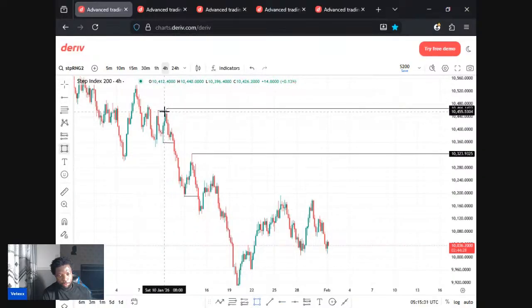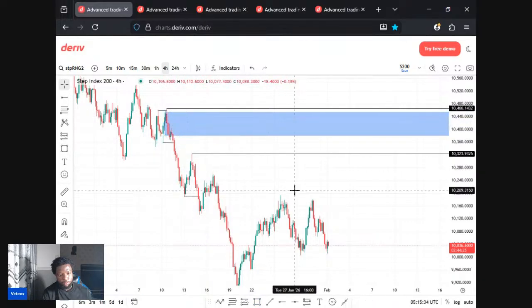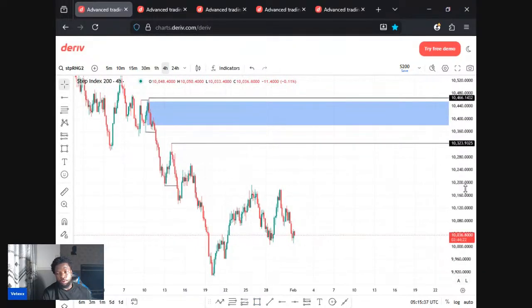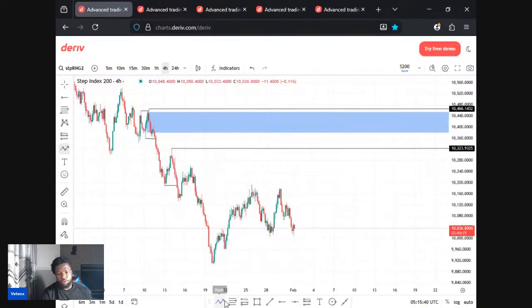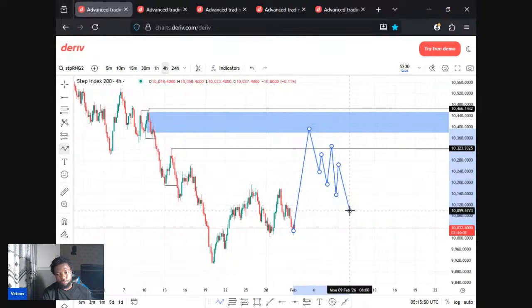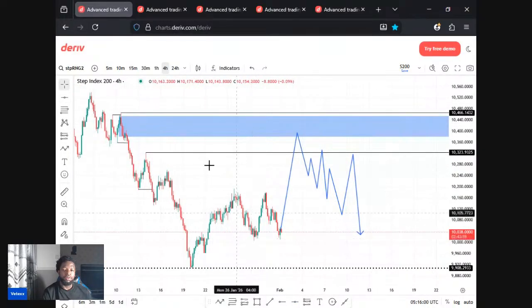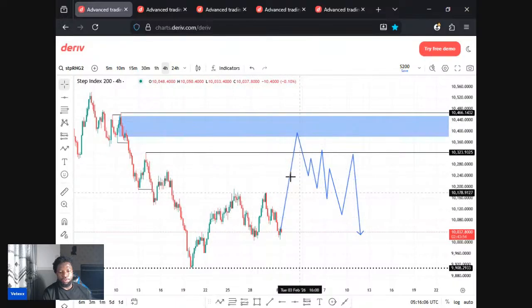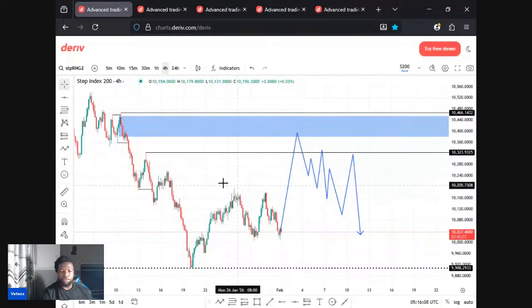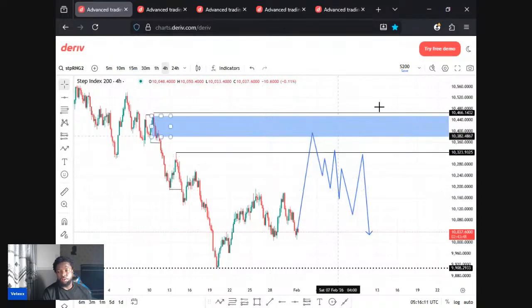So this zone becomes our what? Point of interest. This is our point of interest. Okay, so we anticipate price to come in, tap into this point of interest and start giving us 15 minutes sales continuation, until this target is taken out. So this is what we're anticipating on Step 200. Once this happens, we have high confidence of taking more trades, catching more continuation. So this is what we anticipate on Step 200.